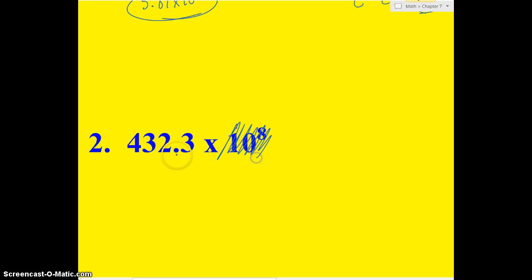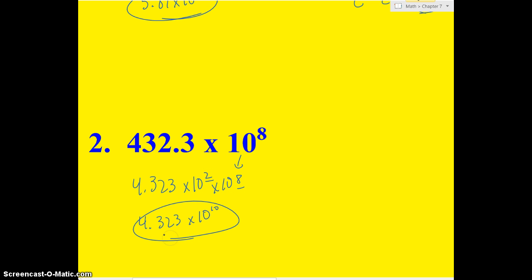We'll ignore this on the side. We'll go 1, 2, 4.323 times 10 to the second. It's positive because that's greater than 0, or greater than 1. Then we can drop this back down and say times 10 to the 8th. 4.323 times 10 to the 10th, because we simply add the 2 and the 8.